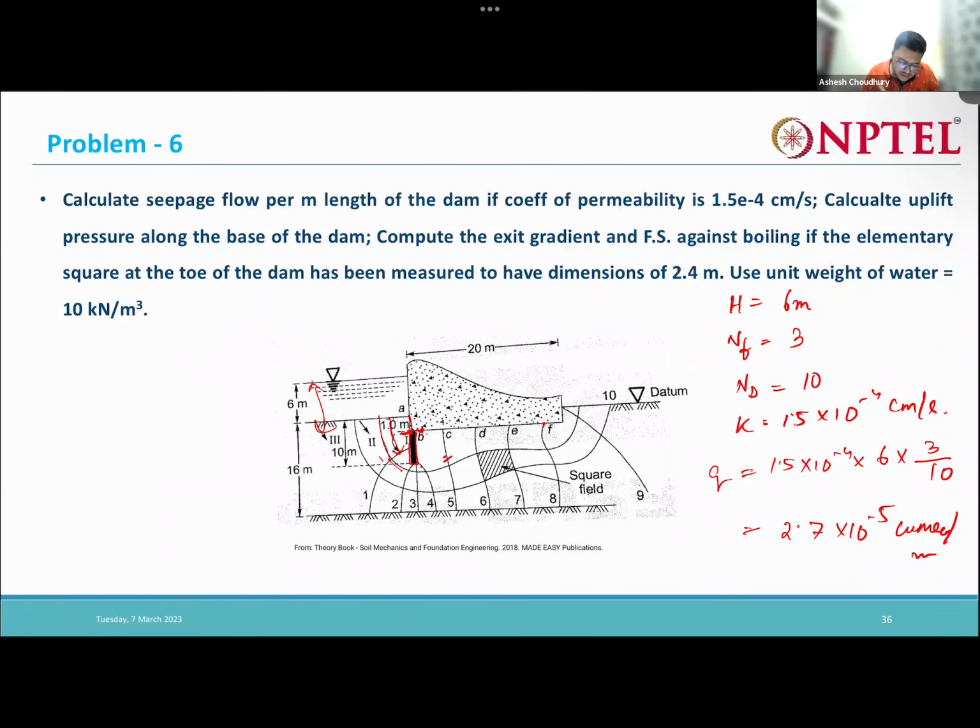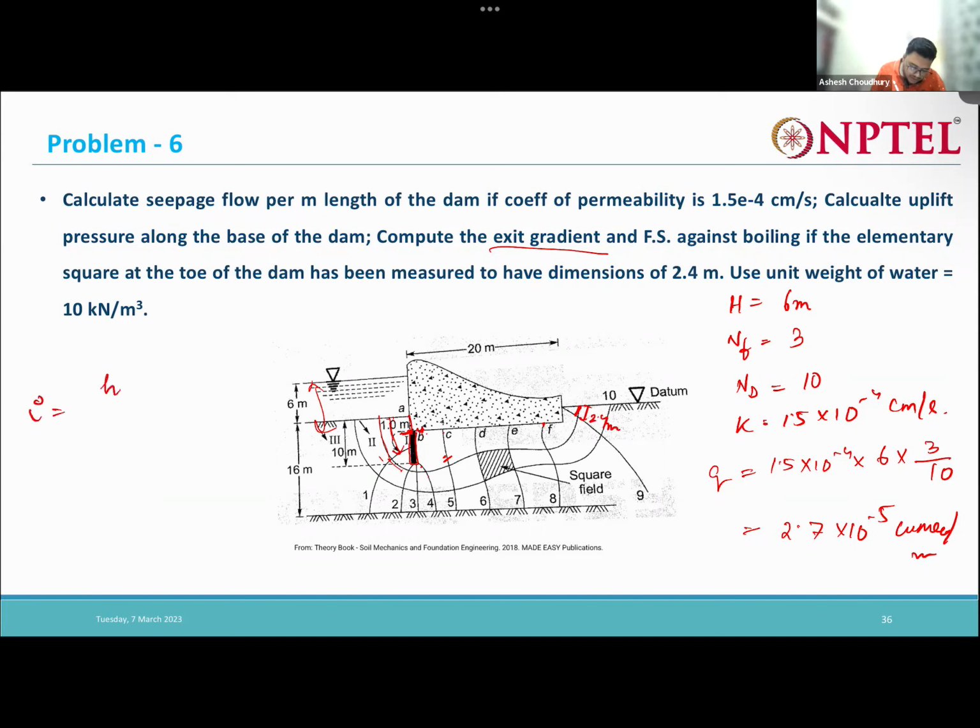Now it's told to us to compute the exit gradient. Exit gradient means the hydraulic gradient at the exit. The elementary square at the toe of the dam has been measured to have 2.4, meaning at the toe of the dam this length is measured as 2.4 meter. So what is my hydraulic gradient?